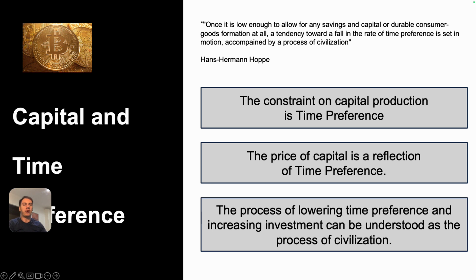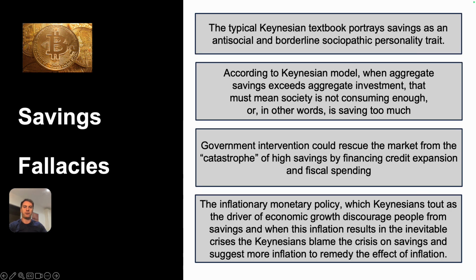As more capital is accumulated across society and time preference declines, the price of capital, determined by interest rates, also declines. The process of lowering time preference and increasing investment can be understood as the process of civilization. And that is why the Austrian school is so focused on savings, because savings enable lowering the time preference, and lowering time preference sets in motion the process of civilization.